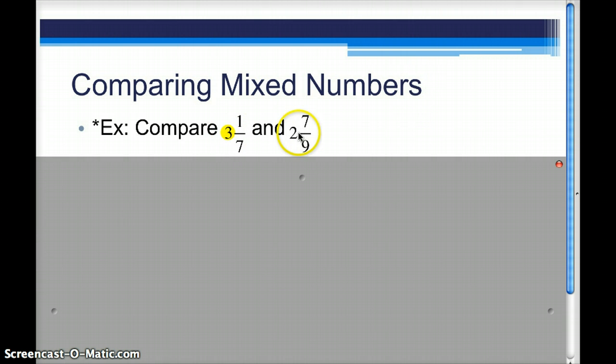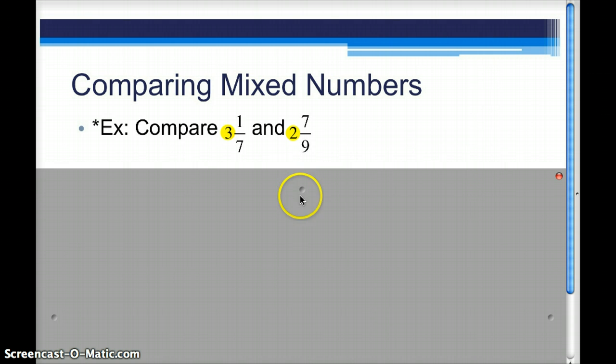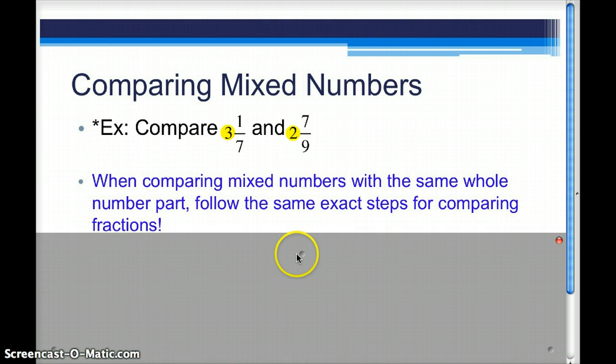Why? Well, if you look at your whole number part, one is 3 and one is 2. You clearly know that 3 is larger than 2. So 3 and 1/7 is greater than 2 and 7/9. The trickier part is when your mixed number, or the whole number part, excuse me, is the same.